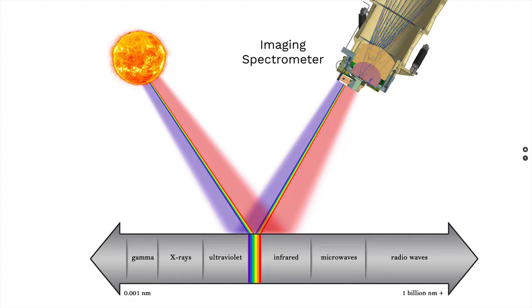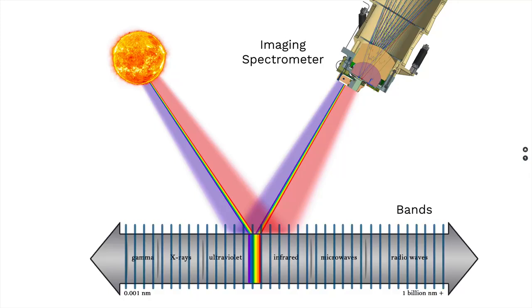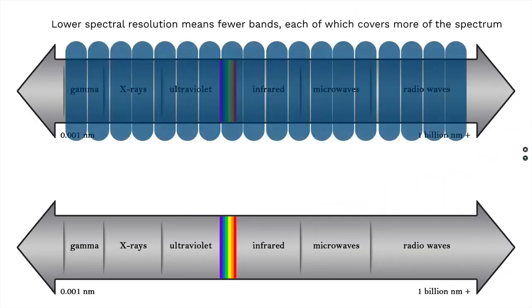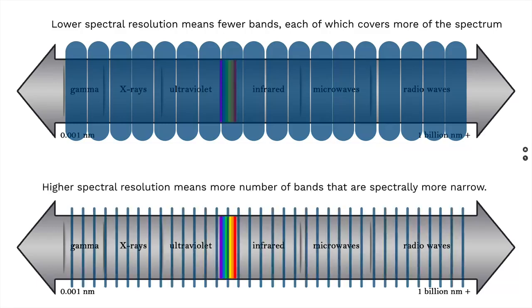The imaging spectrometer divides the spectrum into groups of wavelength called bands. The range of electromagnetic spectrum covered by each band is what we call spectral resolution of an image. Lower spectral resolution means fewer bands, each of which covers more of the spectrum, whereas higher spectral resolution means more bands that are spectrally more narrow.